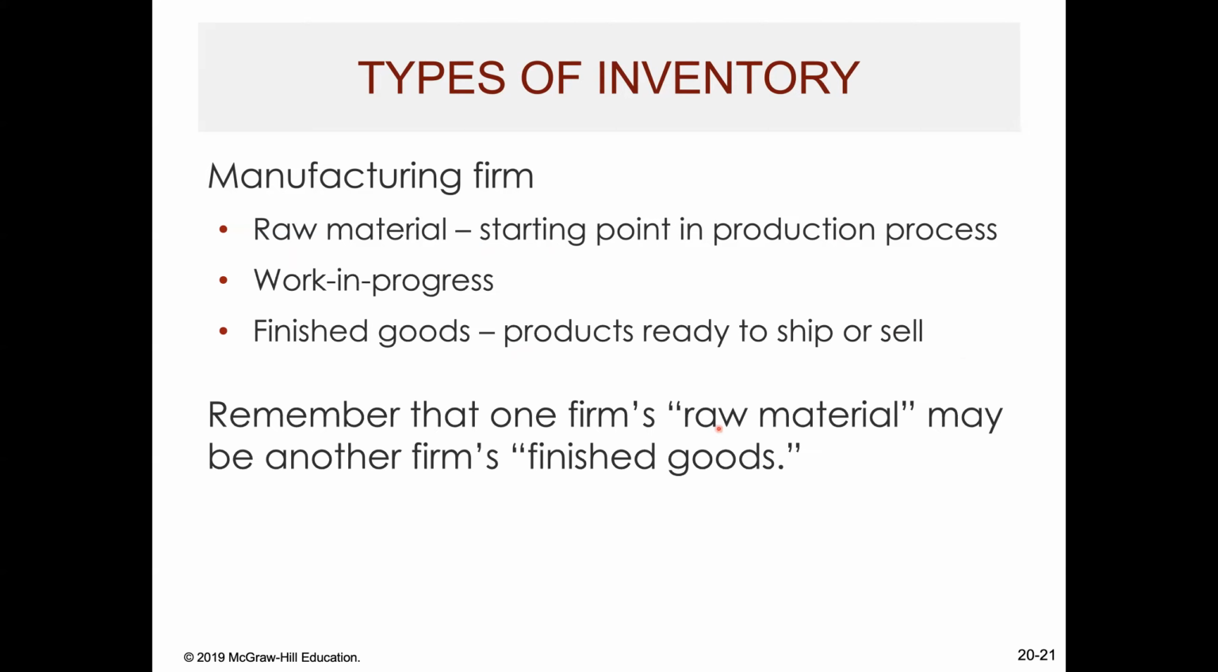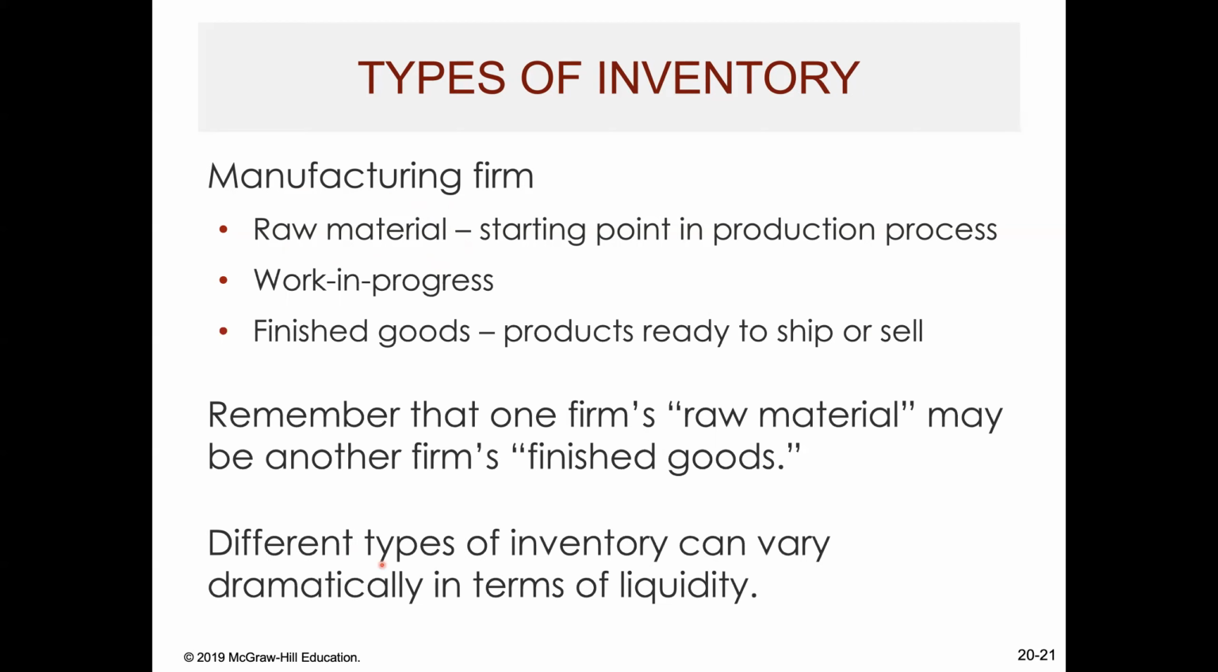So remember that one firm's raw material may be another firm's finished goods. If we are ordering raw material, we're ordering it from somebody. They've probably extracted it from the ground. And so their manufacturing, if you will, is to get it out of the ground and get it ready to be shipped to their customers. So there are different types. The different types of inventory can vary dramatically in terms of liquidity. Some are easy to sell, some are virtually impossible to sell.